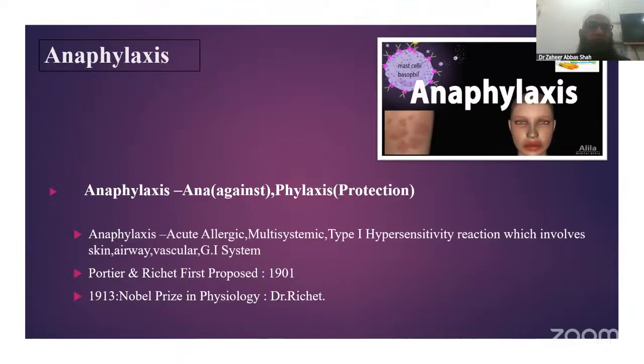It is a Greek word. Ana is against and phylaxis is protection. So it is an acute allergic multisystemic type 1 hypersensitivity reaction which involves skin, airway, vascular, and GI system. The word was first coined by Portier and Richet in 1901. The actual word was aphylaxis, which was not sounding good, so Dr. Richet made a correction and made this word anaphylaxis, and he was awarded the Nobel Prize in Physiology for his novel work on anaphylaxis in 1913.